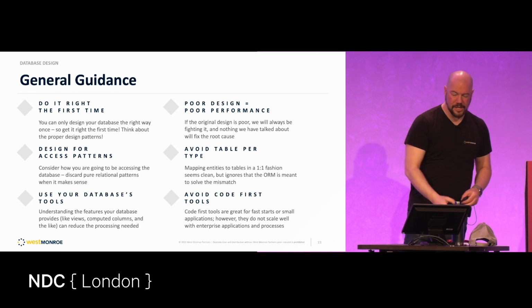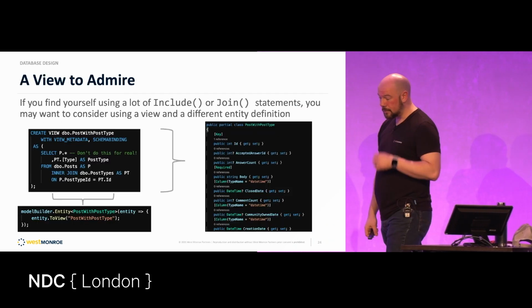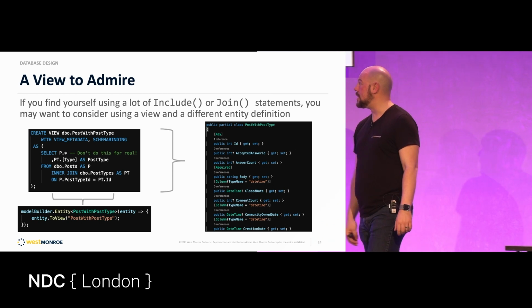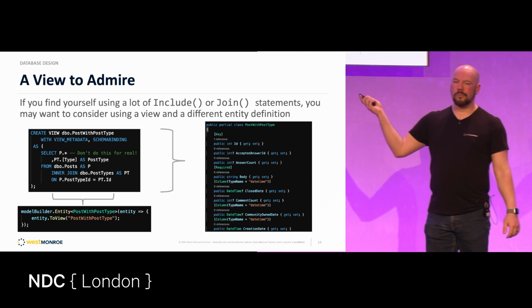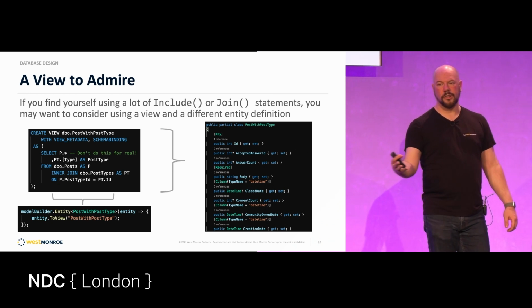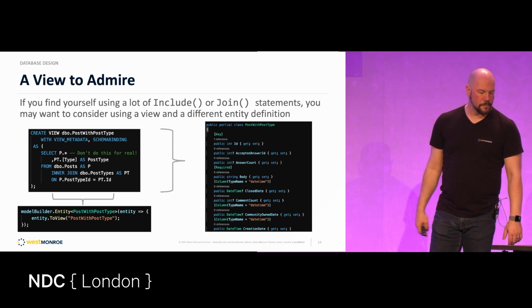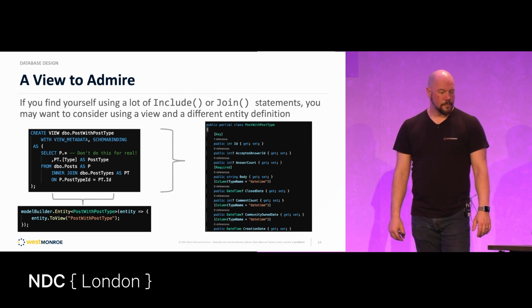All right, so what do some of these things look like? So as far as Entity Framework Core is concerned, a view is just the same as a table. You just need to tell it it's a view so that it stops you from inserting things.